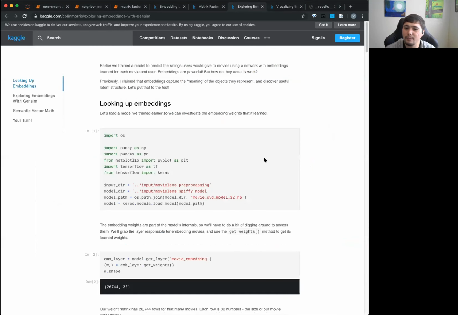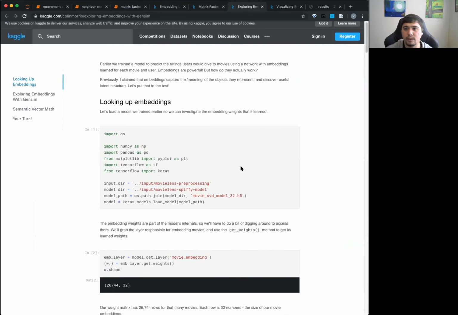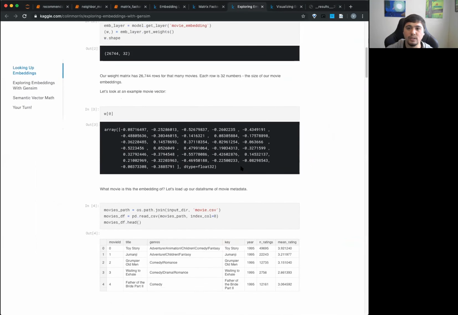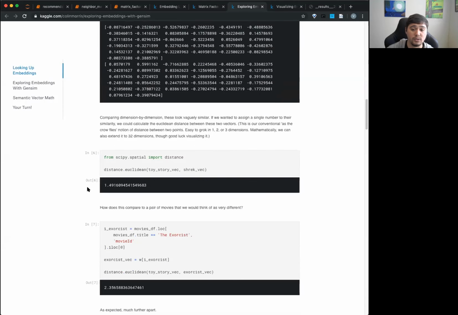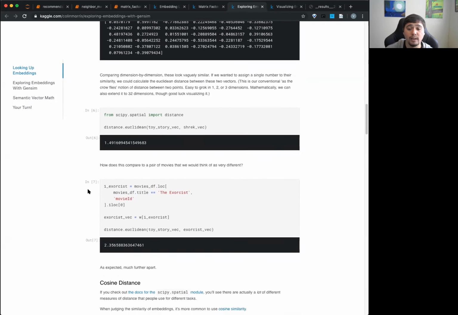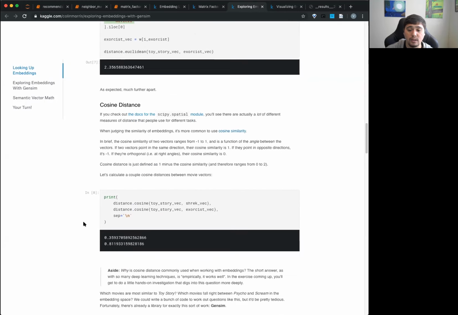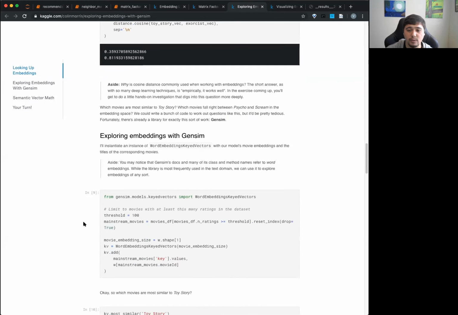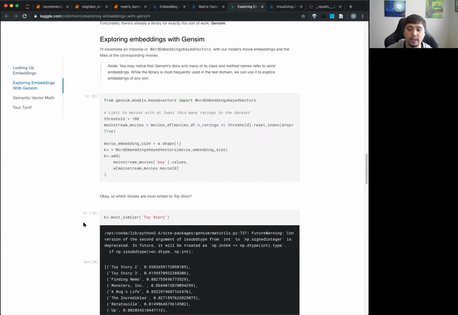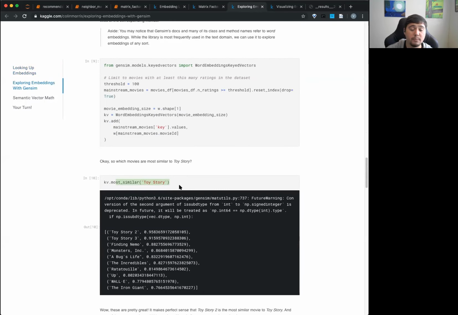One last thing I'll point out with embeddings, which again are pretty cool, is that because they exist on a vector space, you can do things like find what movies are similar to each other. For example, you could look for the movie The Exorcist and see what movies are similar. Okay, here's a good one: what are the movies most similar to Toy Story?